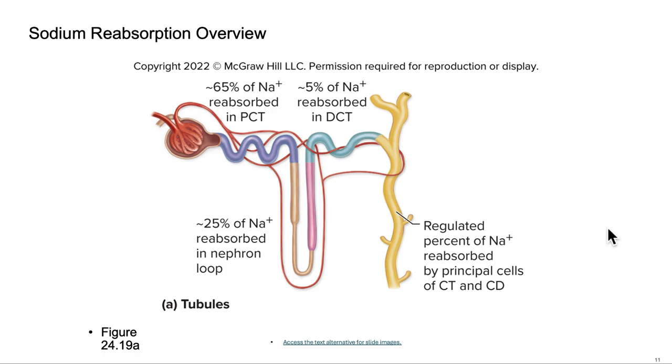So this is kind of a summary slide of some of the things we talked about with relation to sodium. Again, the vast majority of it is going to be in the proximal convoluted tubule, right? Parts of it, as we'll see in a little bit, will be in the loop of Henle, right? We'll talk about the descending limb and the ascending limb and how they're slightly different in terms of what they're permeable to. Some of it in the distal convoluted tubule, and then as we mentioned with the hormones, some of it can be regulated by the principal cells in these collecting tubules and collecting ducts via aldosterone and ANP.